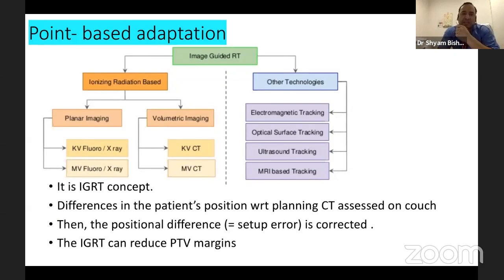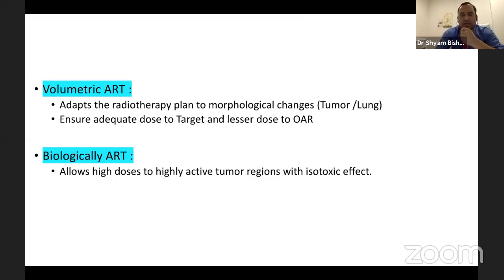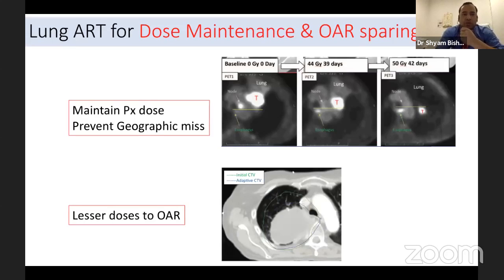Point-based adaptation is the same as IGRT, where we do a CBCT and matching and then correct for the setup errors. When we do IGRT, what to match? Do we need to match the spine, carina, or soft tissue? Studies have shown that the best would be the spine and carina matching in the case of lung treatment. The others are volumetric adaptive radiotherapy and biological adaptation, which I will be dealing with shortly. So in lung adaptive radiotherapy, the first philosophical aim was to maintain the dose, and secondly, to decrease the dose to the OARs. As I've discussed, both of these aims are intermingled.